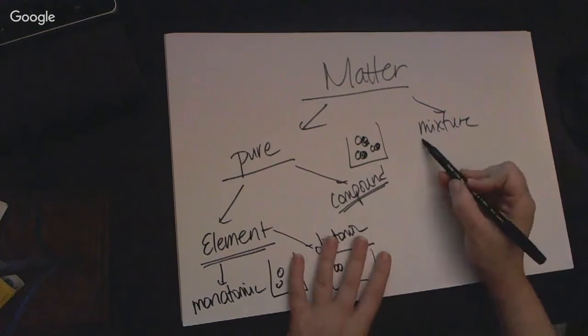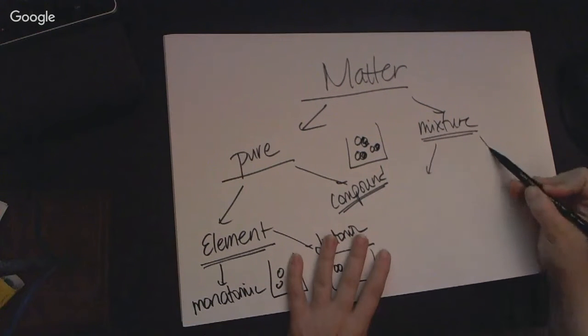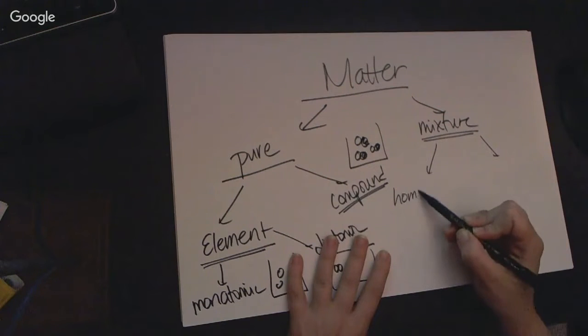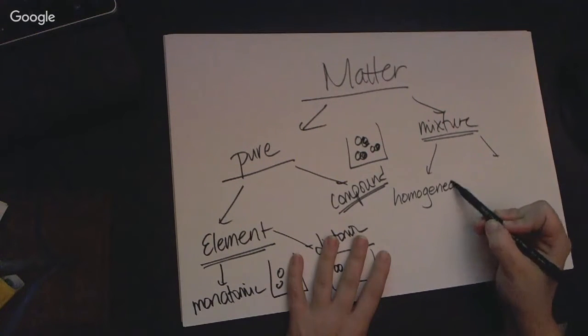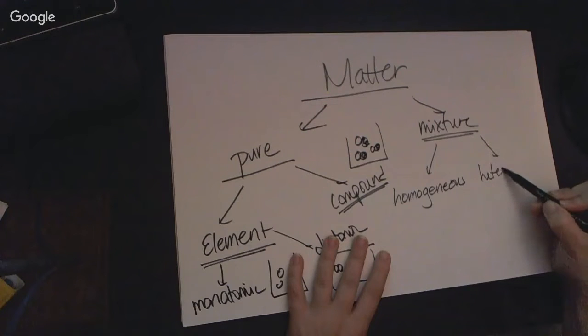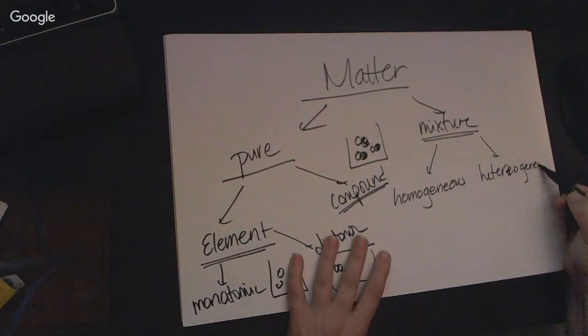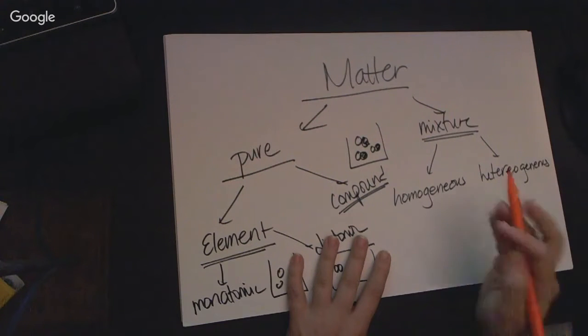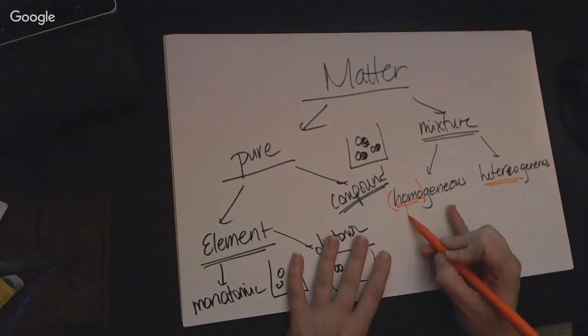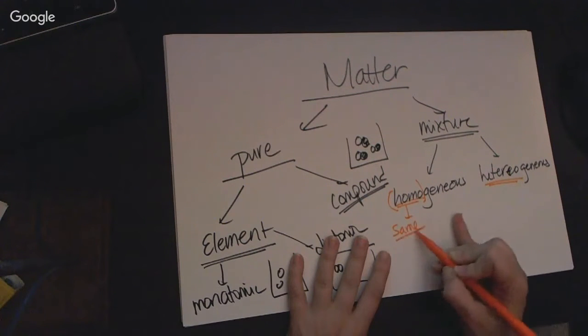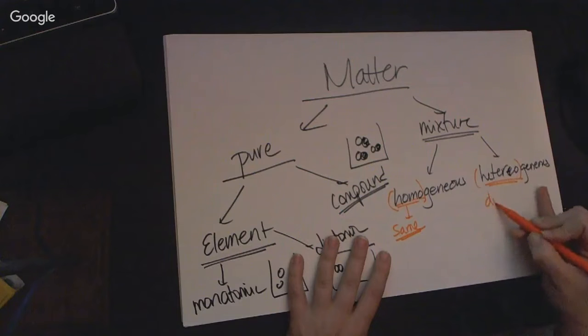Now, in a mixture, mixtures can either be homogeneous or they can be heterogeneous. And somebody asked, well, how can we remember them, tell them apart? Okay, homo means the same, whereas hetero means different.